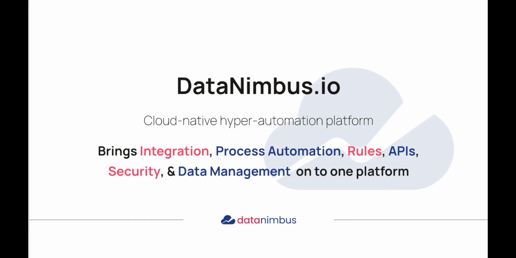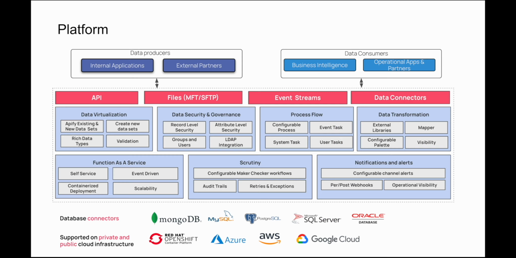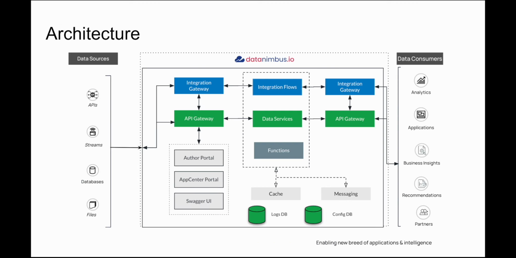Welcome to DataNimbus.io, the future of cloud-native, API-first, intelligent automation. As a cloud-native platform, DataNimbus.io leverages the power of the cloud to offer unparalleled scalability and flexibility. Our API-first approach ensures seamless integration and interoperability with your existing systems, streamlining your digital transformation journey.